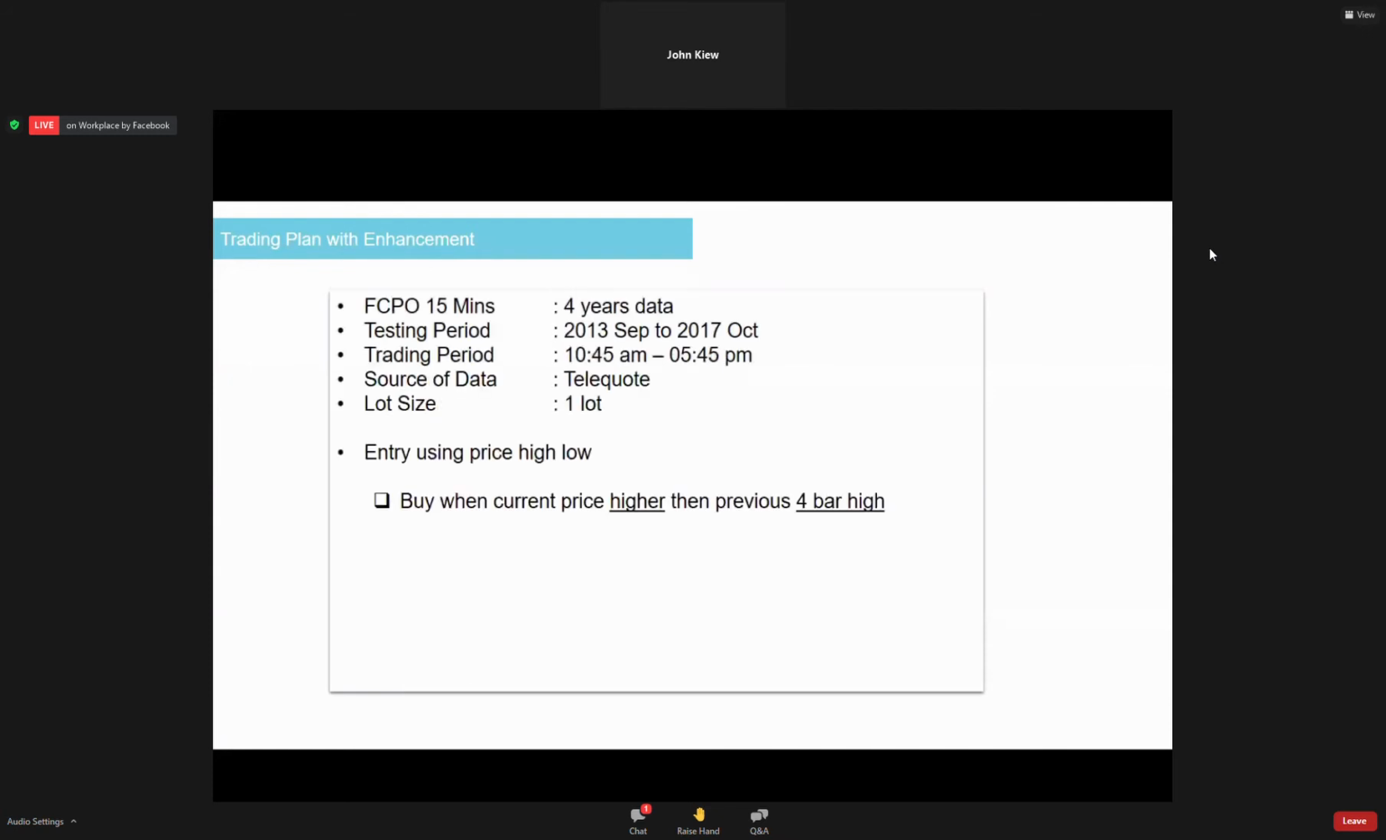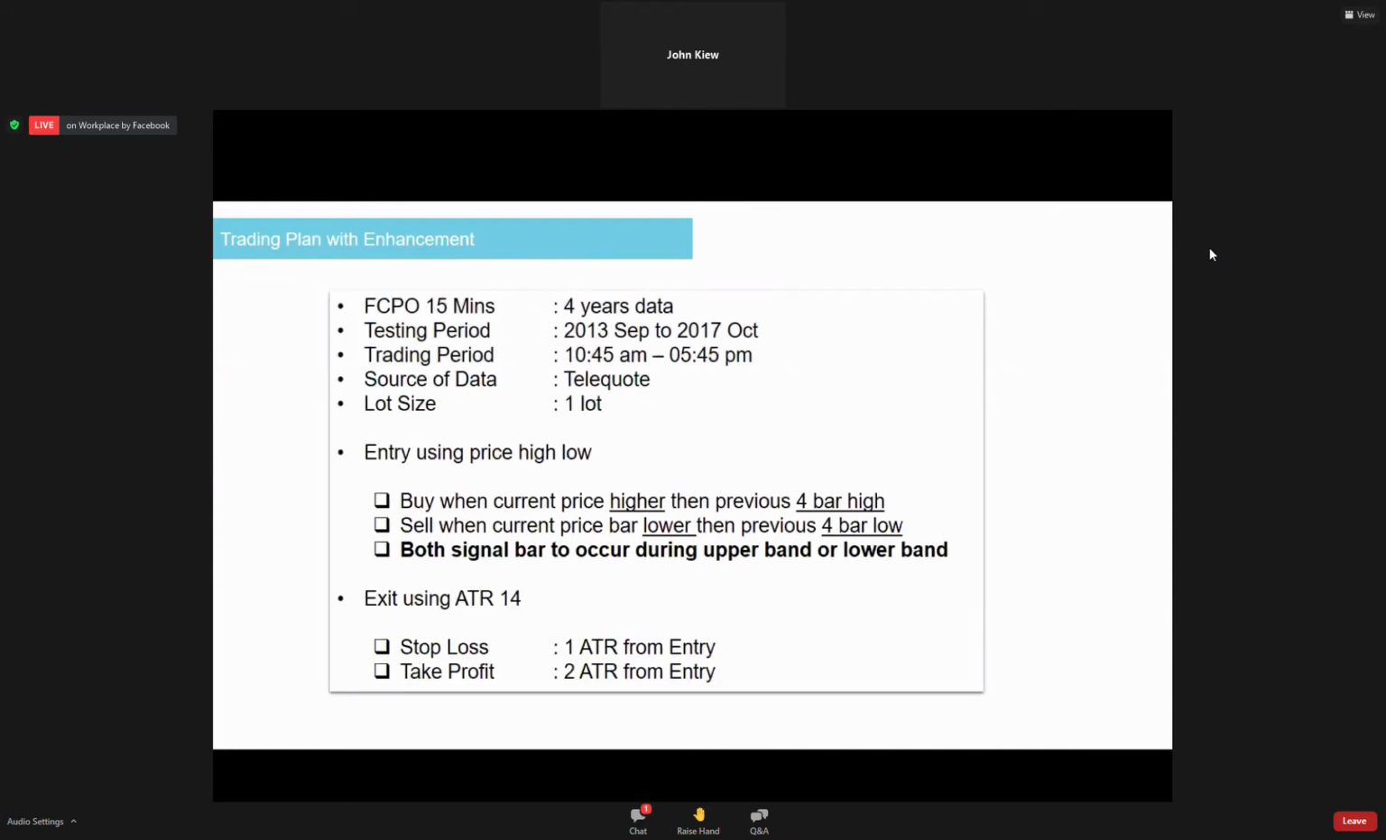Okay, so remember that our trading plans were tested on the FCPO 15 minutes data. We have 4 years there, from September 2013 to October 2017. You will see maybe this is old data, but the price structure is important. Why? Because during these 4 years of data, the FCPO market in the intraday manner is low range, low volatility.